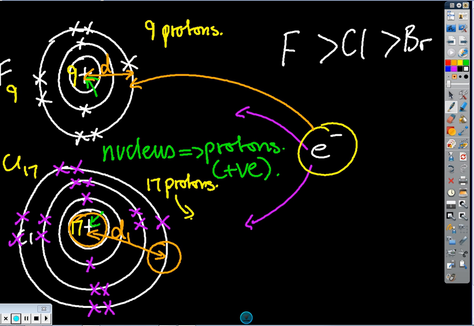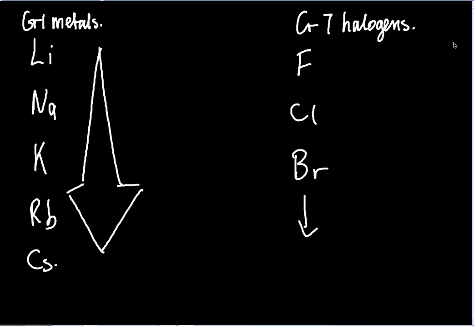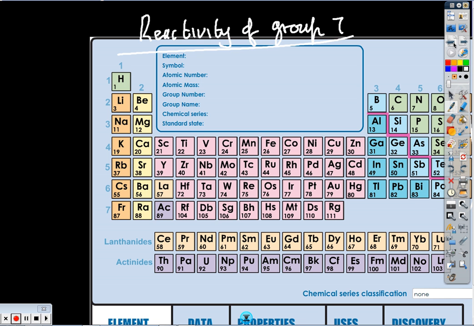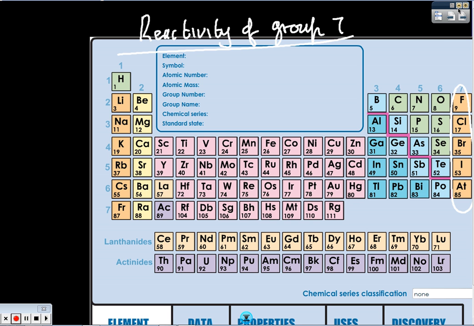So what we're seeing here, if you think about it, is a trend in reactivity of the group 7 non-metals, which is exactly the opposite to the trend in reactivity of the group 1 metals. So hopefully we can remember that when we had the group 1 metals, as we went down the group, the reactivity, as I'm trying to show here with this fattening arrow, increased, but as we go up the group with our group 7 non-metals, the reactivity increases. So the trend is opposite.